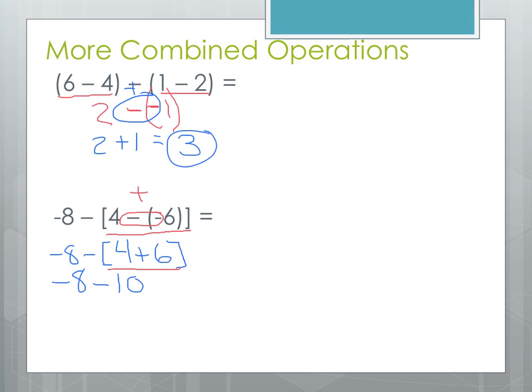Now we can combine these last two numbers. We've got a negative and a negative. Those signs are the same, so we'll add them together and get 18. Since our sign started as negative, our answer will be negative as well. So the answer to our second example is going to be negative 18.